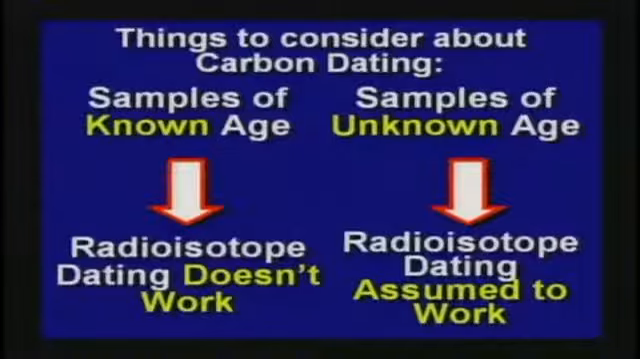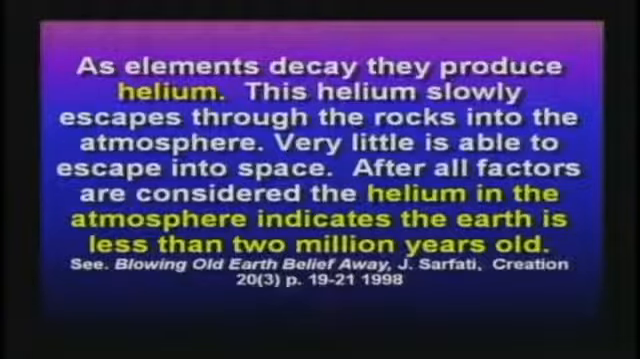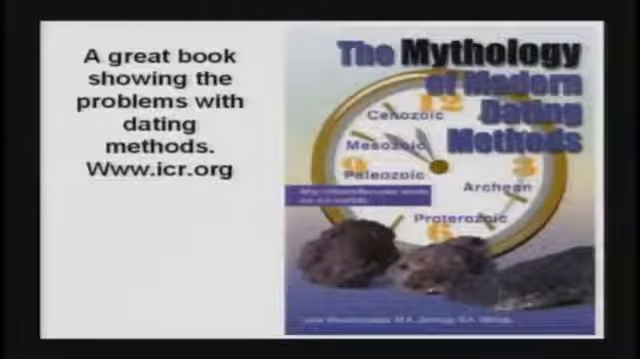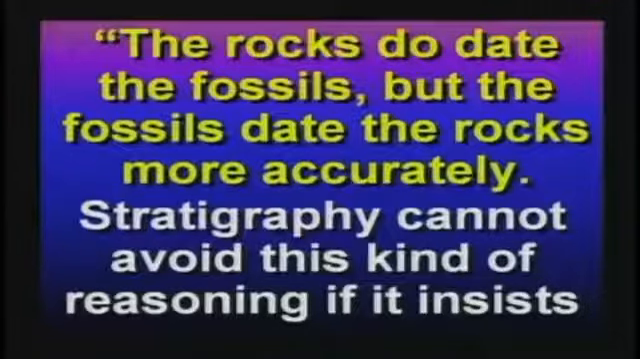That's not science, okay? As things decay, they produce helium. The amount of helium in the atmosphere is only enough to account for a few thousand or a few million years, not billions of years. There's a book called The Mythology of Modern Dating Methods by ICR, if you want to read about that. They do a lot of testing on this. They're probably the experts in the creation community. This guy said, the rocks do date the fossils, but the fossils date the rocks more accurately. That's ludicrous, okay? It's all based on circular reasoning. They've known that for centuries. We'll cover more on that in video 4.